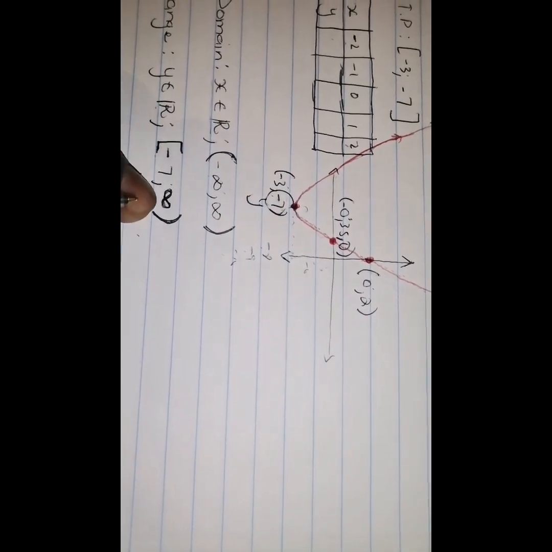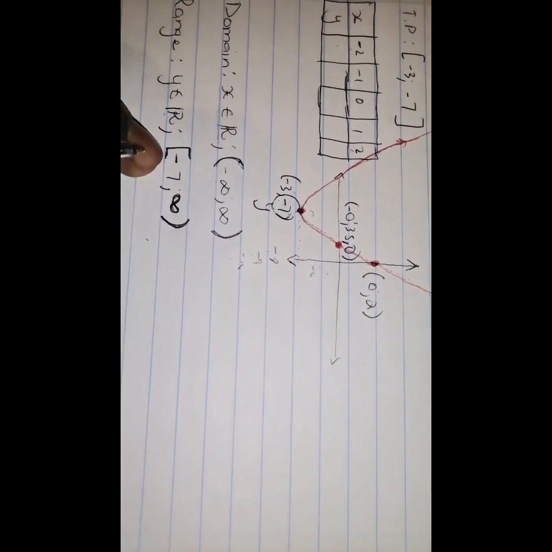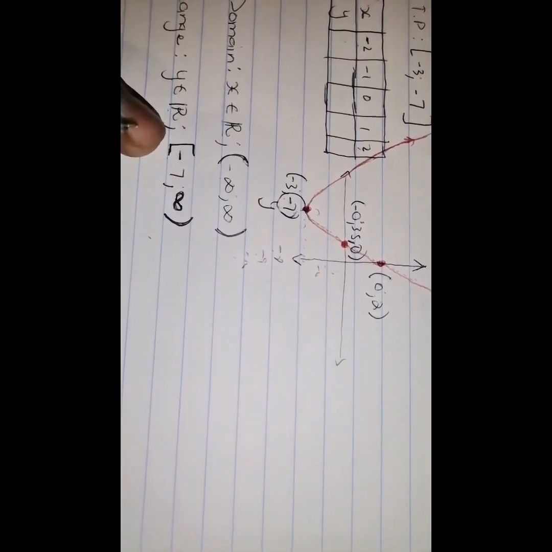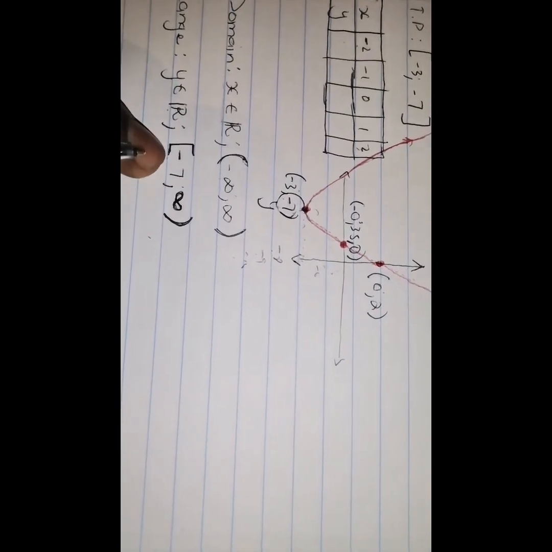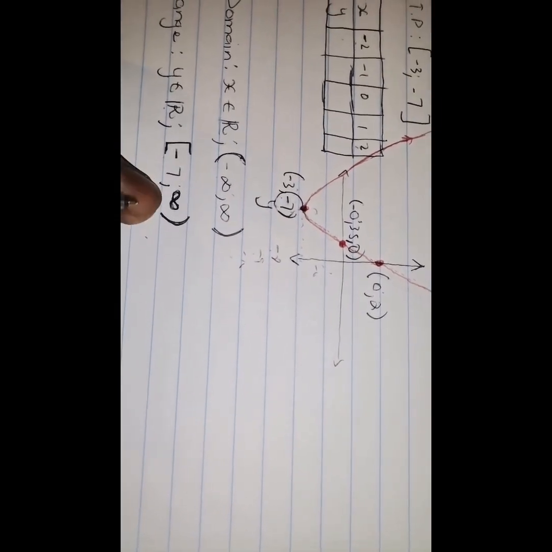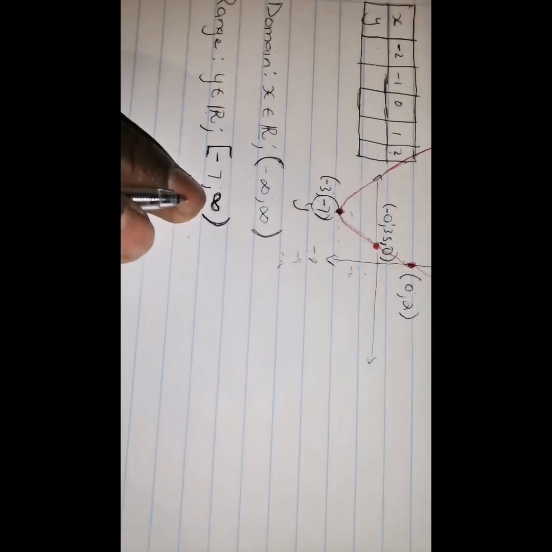Then y is in the set of real numbers such that -7 is included. Square bracket means that we include -7 to positive infinity. Meaning we include -7 and exclude other numbers, and include all positive numbers, meaning from -7 to positive infinity. We exclude other numbers such as -8, -9, -10, -11 up until negative infinity, and only include -7 to positive infinity. Do you understand, guys, what I'm saying?